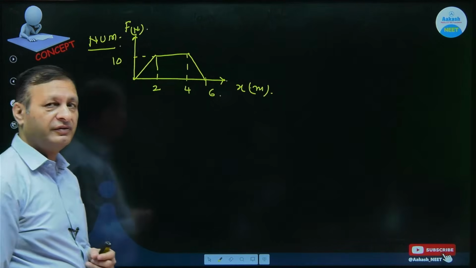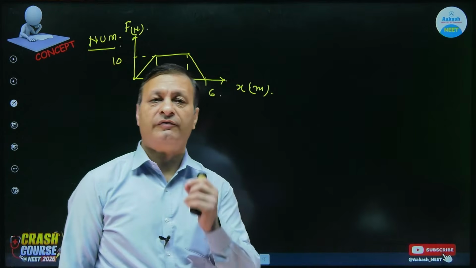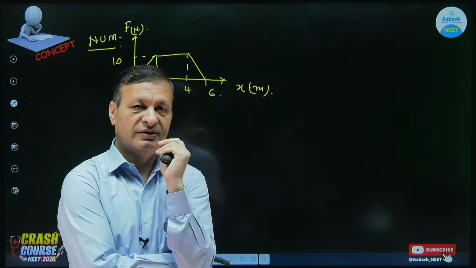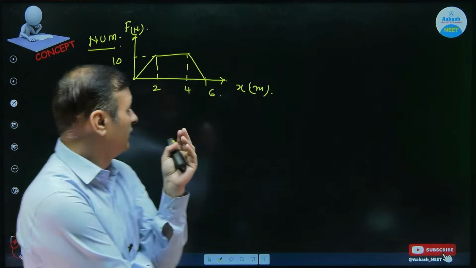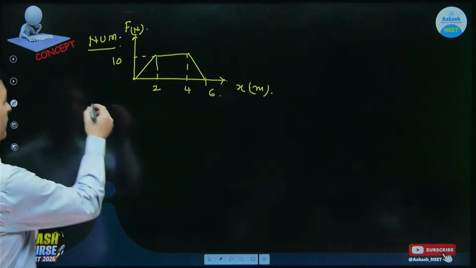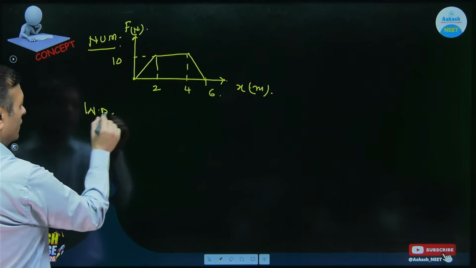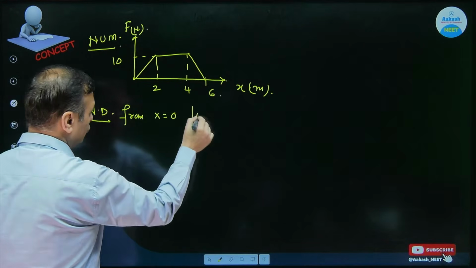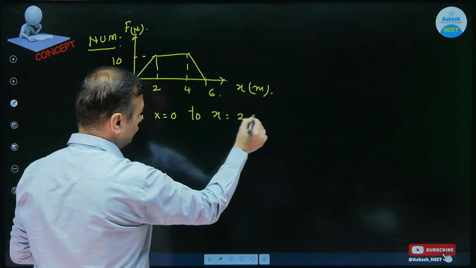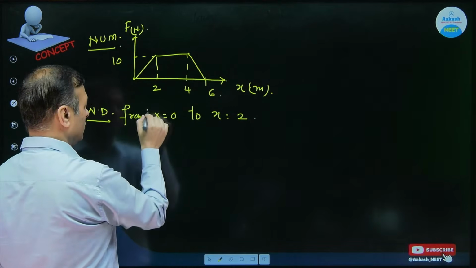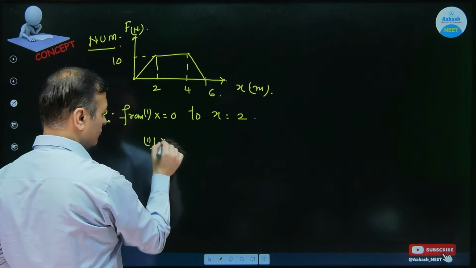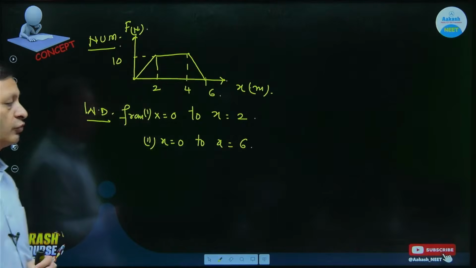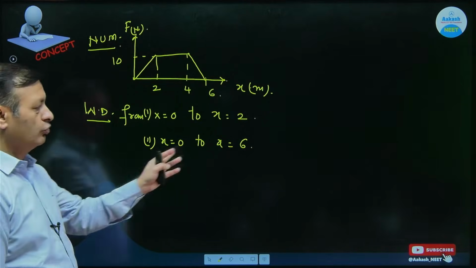So now we have a force versus displacement graph. Got it? So how do you calculate work done? If I ask you to calculate work done from x equal to 0 to x equal to 2, this may be the first part I am asking. In the second situation, let's do it from x equal to 0 to 6.